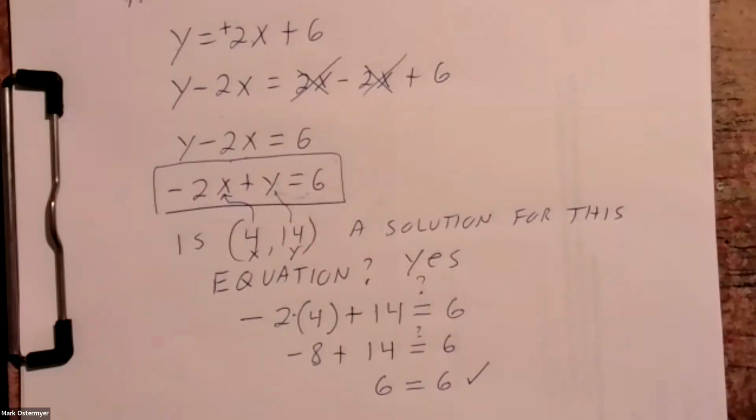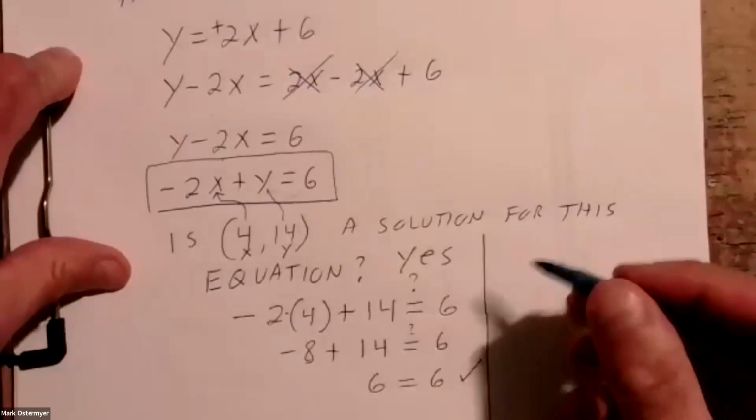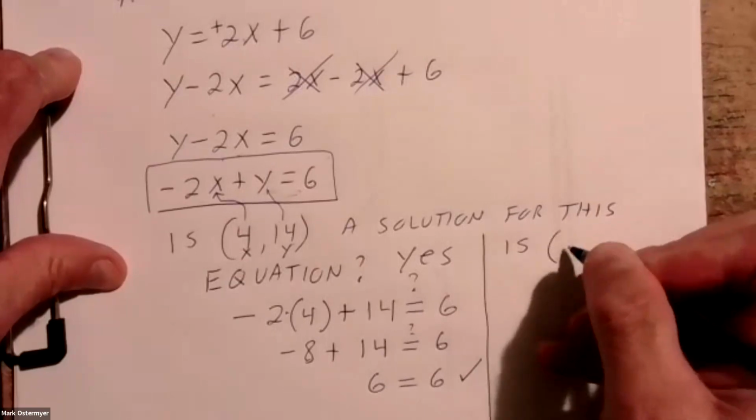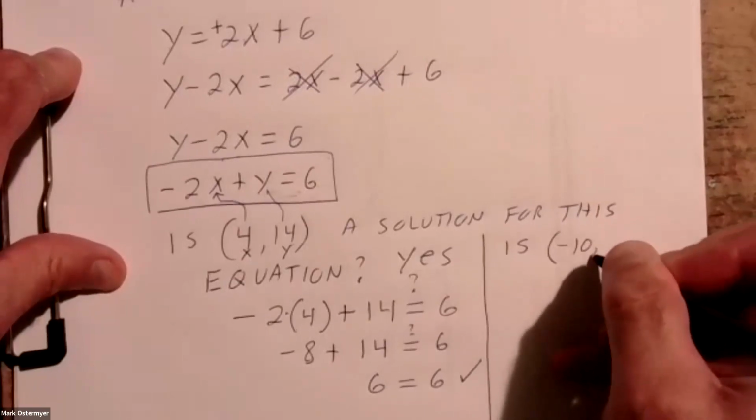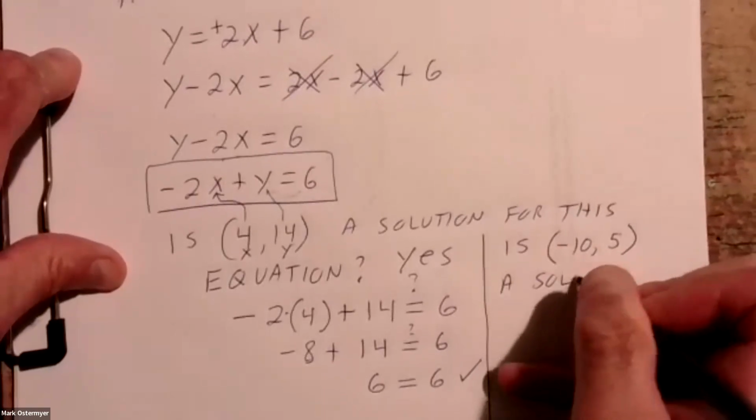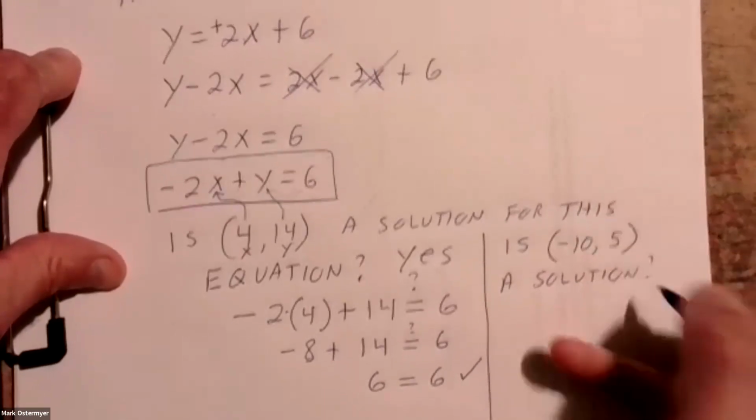Do we all understand what just happened there? All right. Do you think any ordered pair is a solution to this linear equation? No, it isn't. Maybe try this one. Is (-10, 5) a solution to this linear equation?